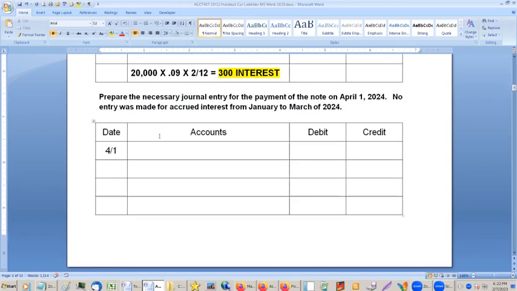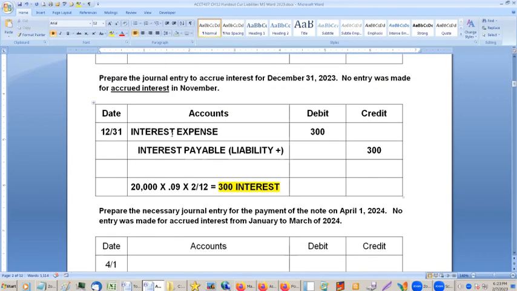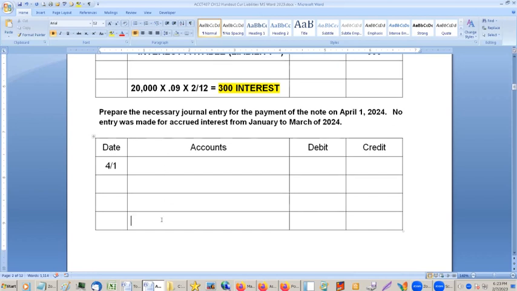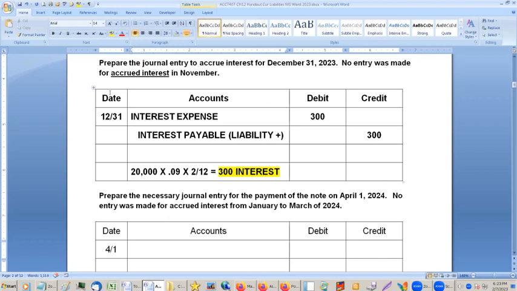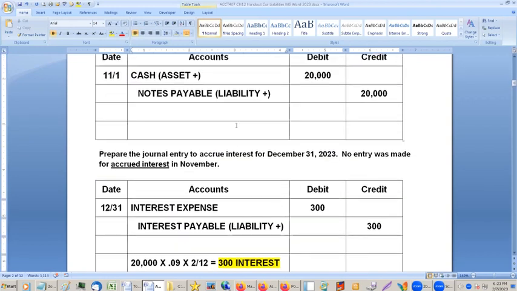Prepare the necessary journal entry for the payment of the note on April 1st, 2024. No entry was made for accrued interest on January to March of 2020. Okay. All right, so we have to pay off this note. Now, again, we have not paid anything here. This has not been paid. There's no cash going out for that. We haven't paid them any of the interest yet.